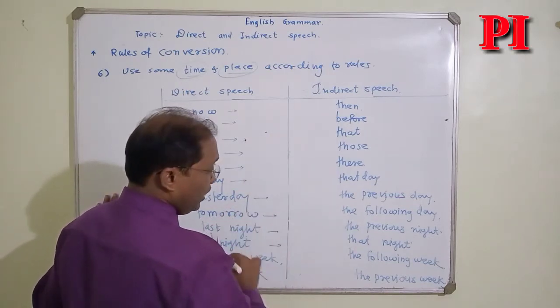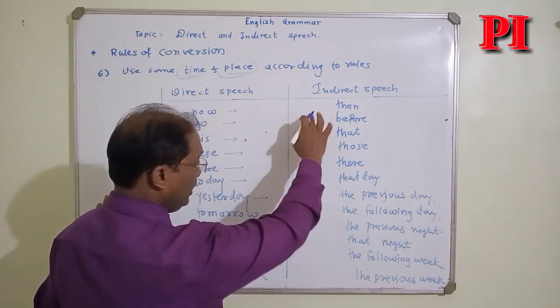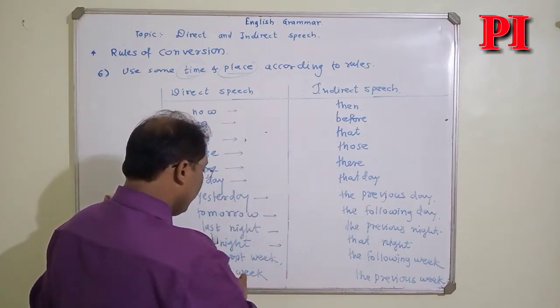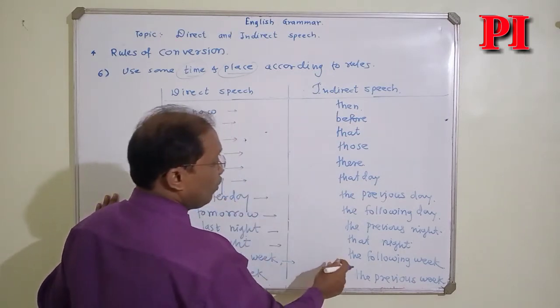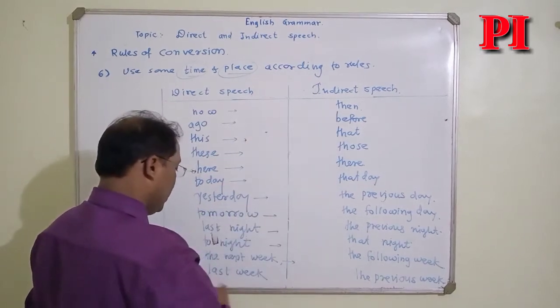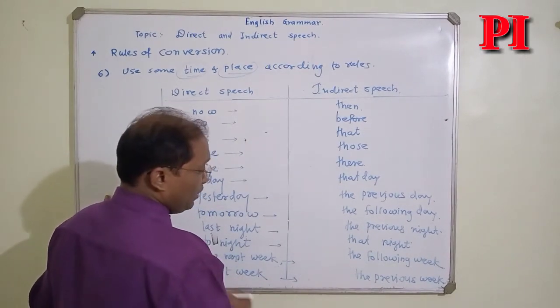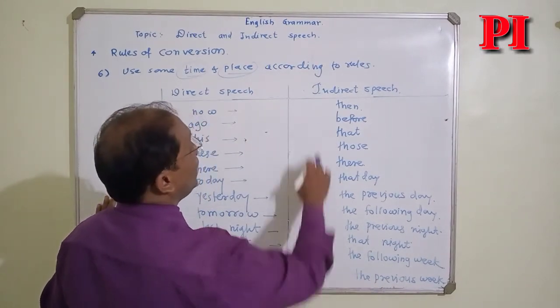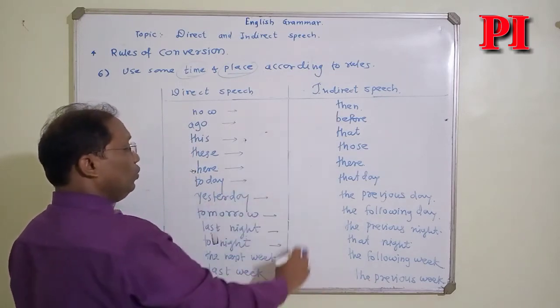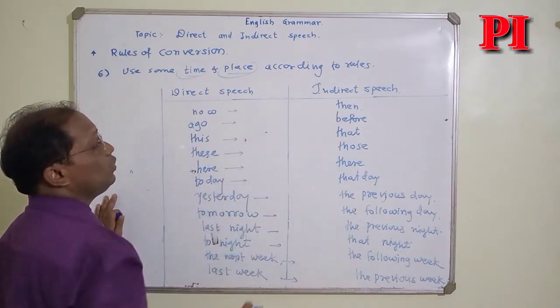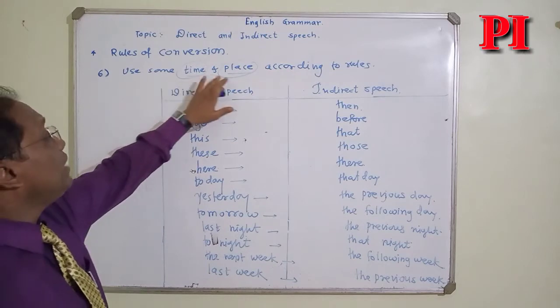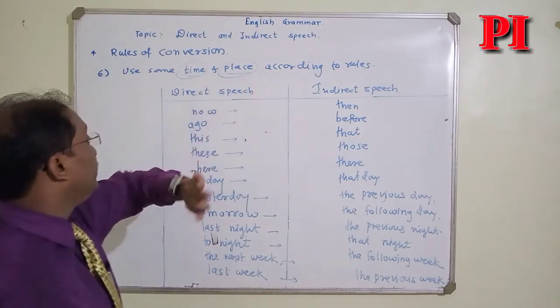Tonight, instead of that, we use "that night" in indirect speech. The next week, we use "the following week" in indirect speech. The last week, instead of that, we use "the previous week" in indirect speech. According to that, we will go by the time and place rules accordingly.